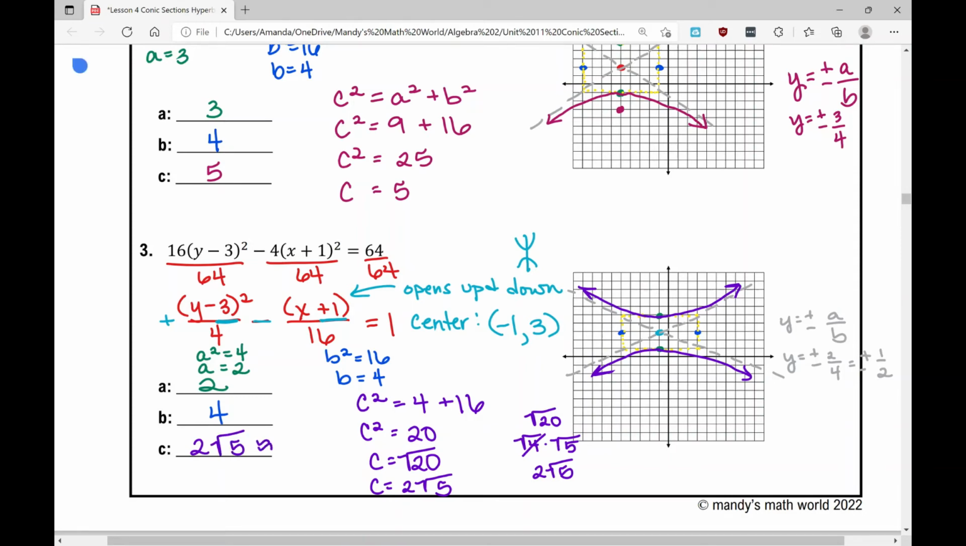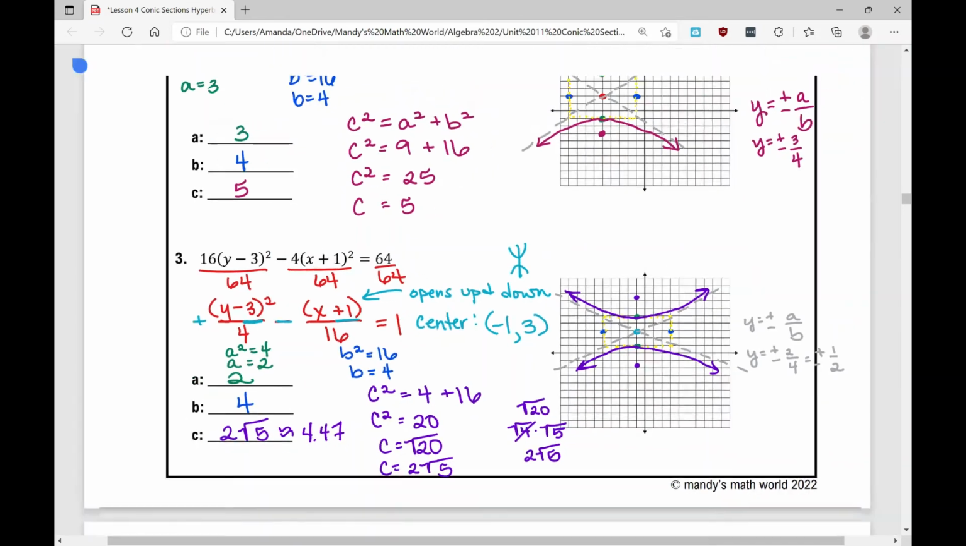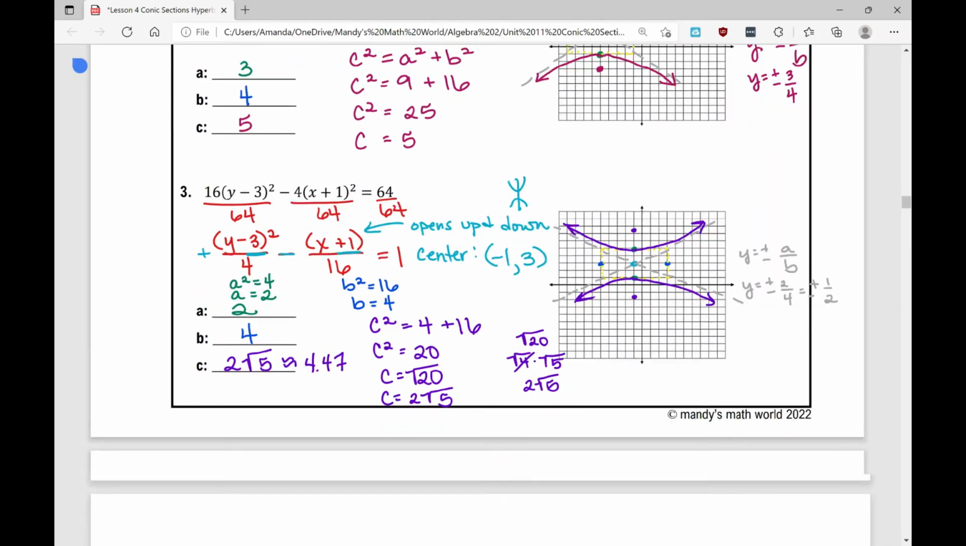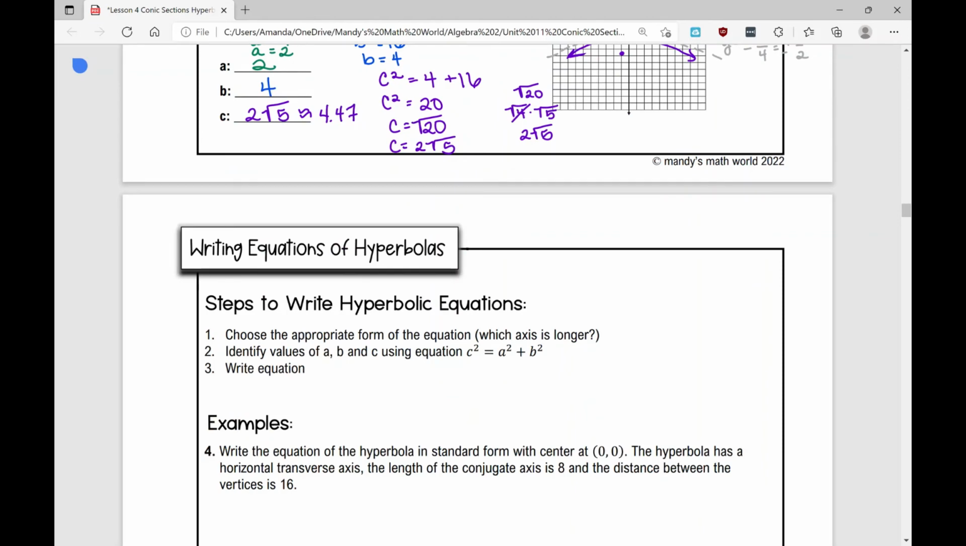Which, if you want to graph it on your coordinate plane, you could plug it into your calculator. It's approximately 4.47, right? That's the distance. So I could go out, down 1, 2, 3, 4. It's about right there and a little more. Up 2, 3, 4. It's about there and a little more. Okay, so those are your foci, your focuses.